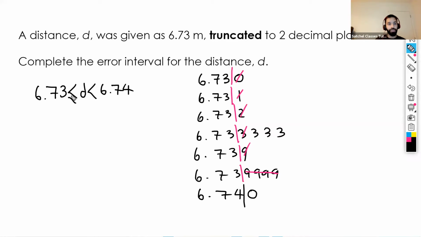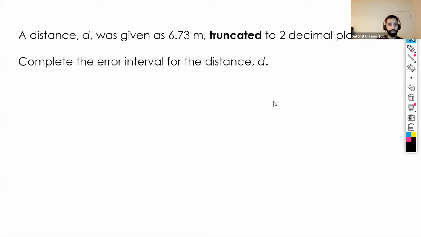So once again, the distance in this case could have been anything between 6.73 all the way up to 6.74, but not including 6.74. Hence why we write less than and not less than or equal to. So if you were to write your error interval like this, that would be incorrect. All right, so let's try another example.